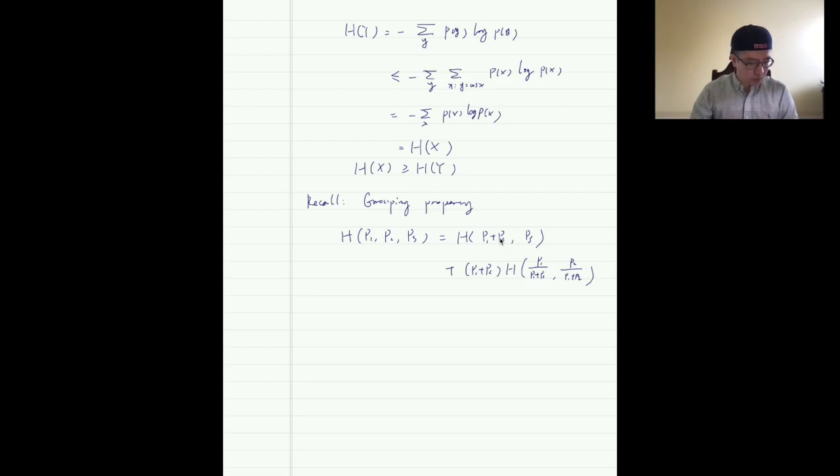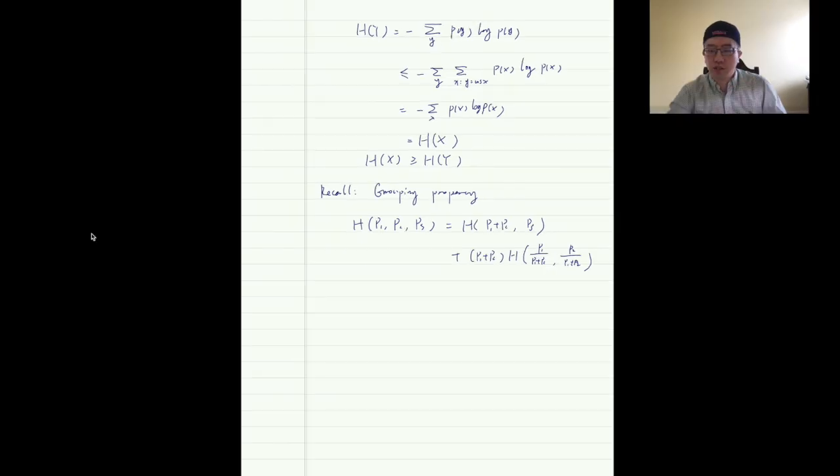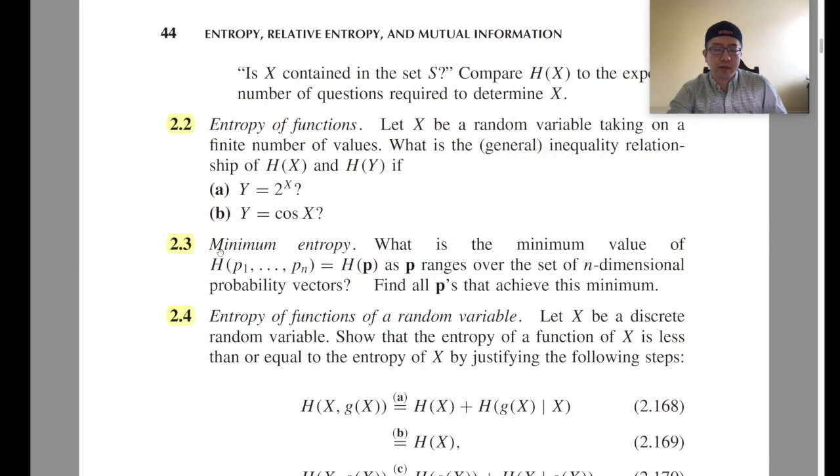Okay, very good. So now let's see question 2.3. For 2.3, it's called the minimum entropy. And the question is, what is the minimum value of this entropy? We'll consider the entropy as a function of the probability vector p, right?